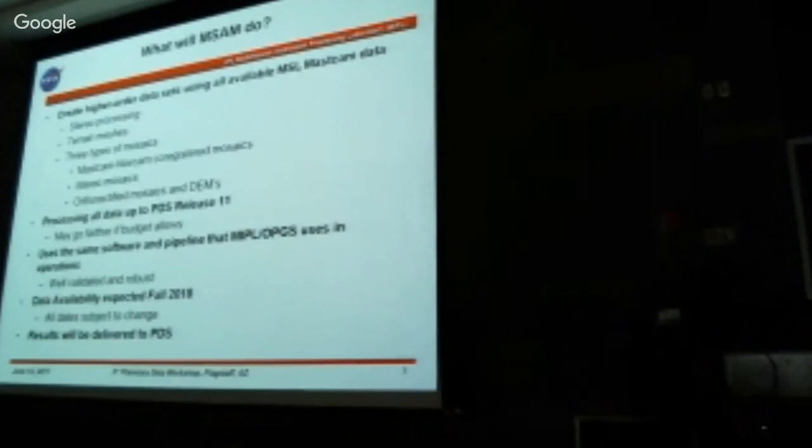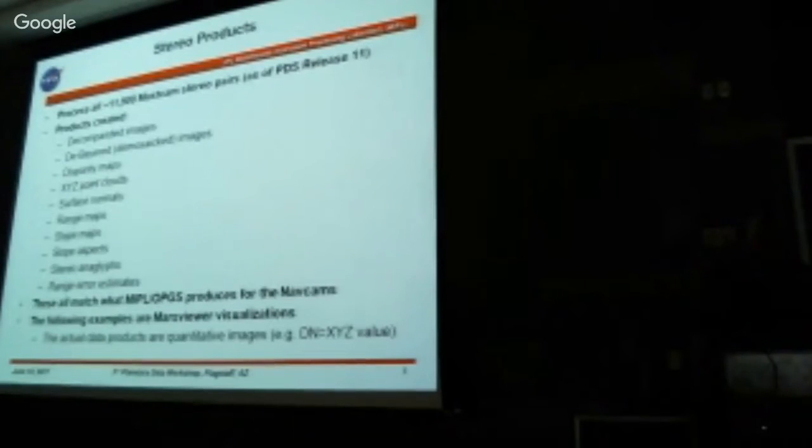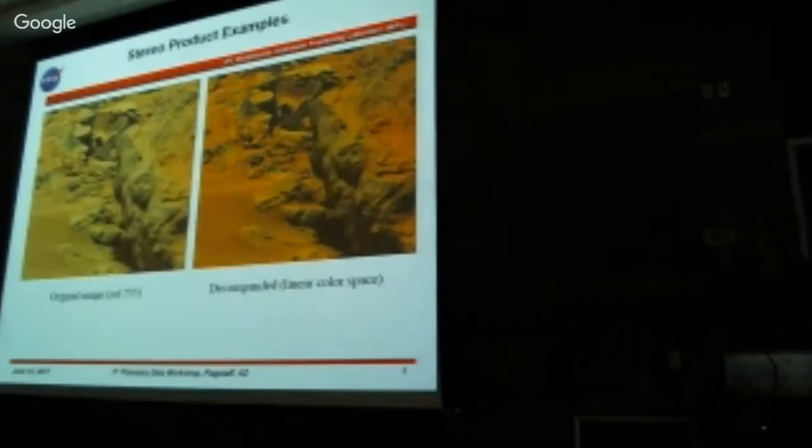So, what kind of products are we making? First of all, as of PDS release 11, there's almost 12,000 MASTCAM stereo pairs. So we're talking about a lot of data, and there's a lot more than that following. Rather than go down the list, I have examples of most of these in pictures. But basically, they match the sort of products that we make for the NAVCAMs.